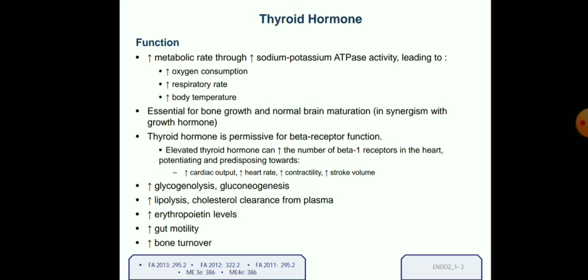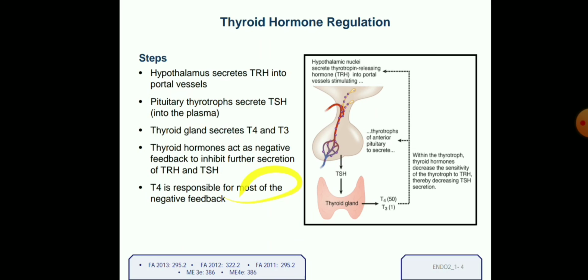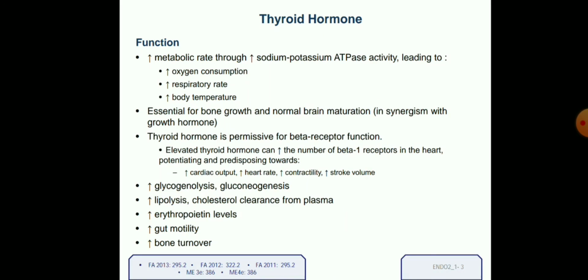Now, thyroid hormone is also responsible for increased gluconeogenesis and increased glycogenolysis. So there is increased gluconeogenesis, that is, glucose is formed from new sources such as amino acids, that is, non-carbohydrate sources. And there is increased lipolysis, increased erythropoietin levels, and thyroid hormone also leads to increased motility of the GI tract. And it is also responsible for increased bone turnover.